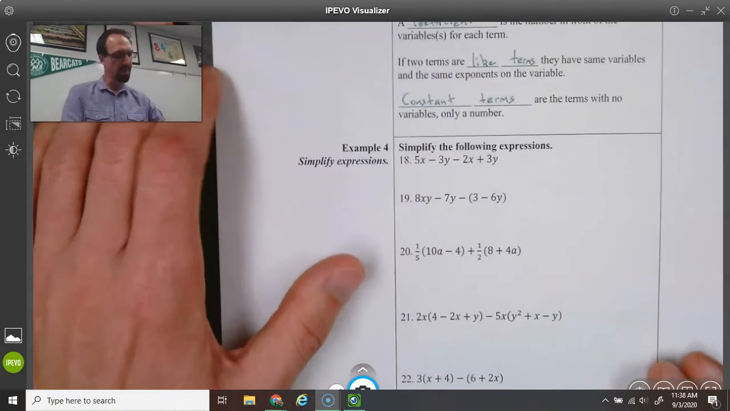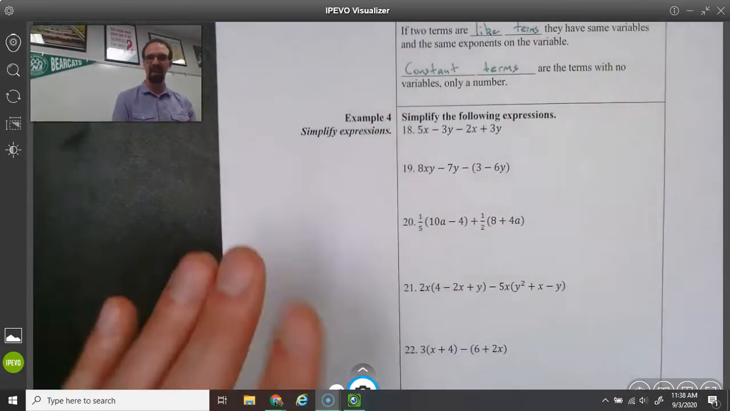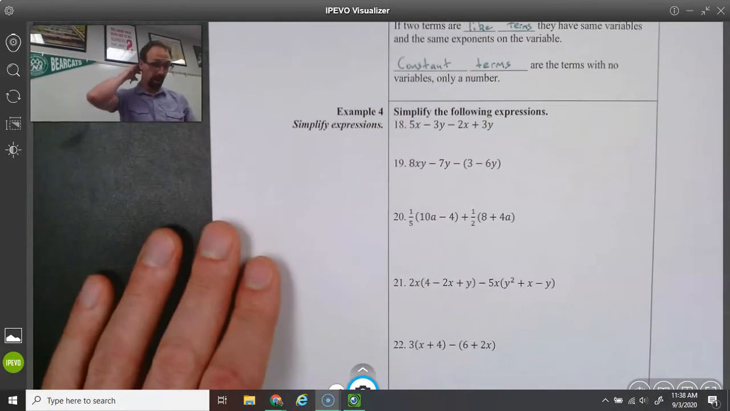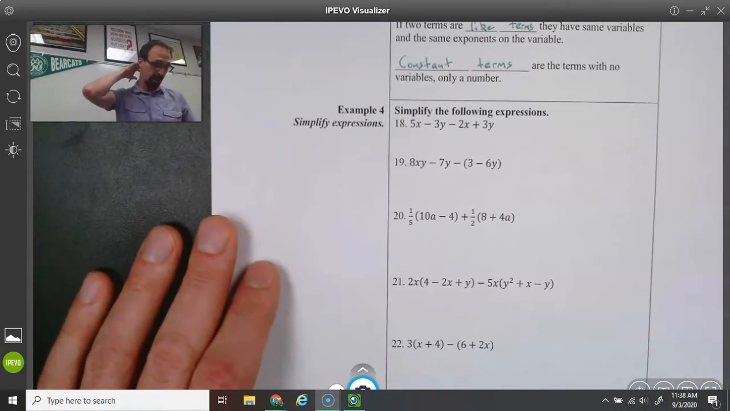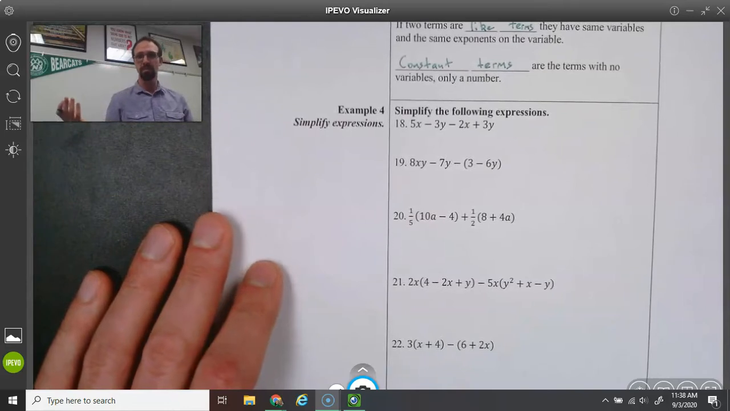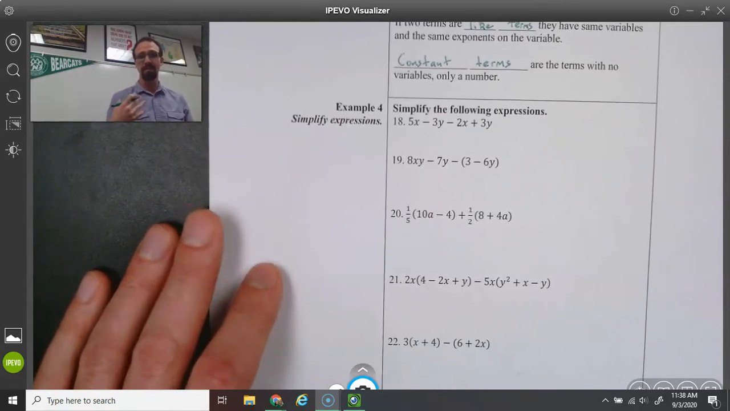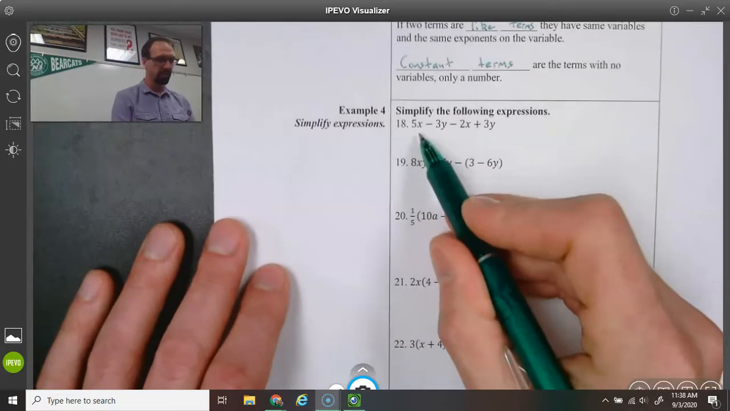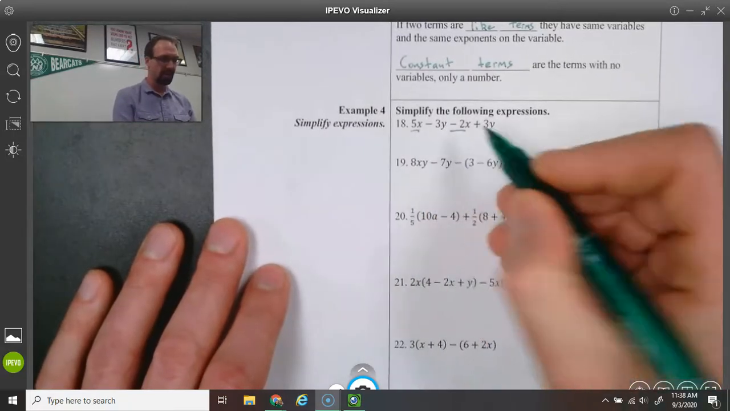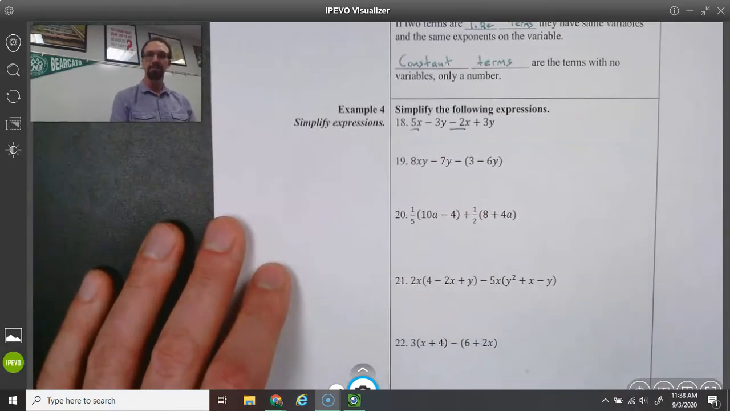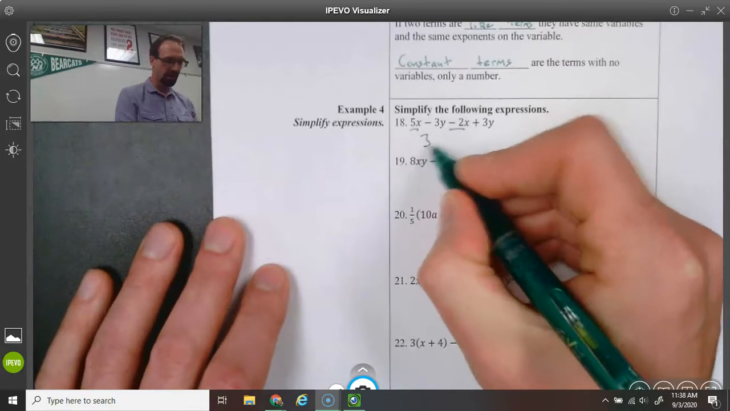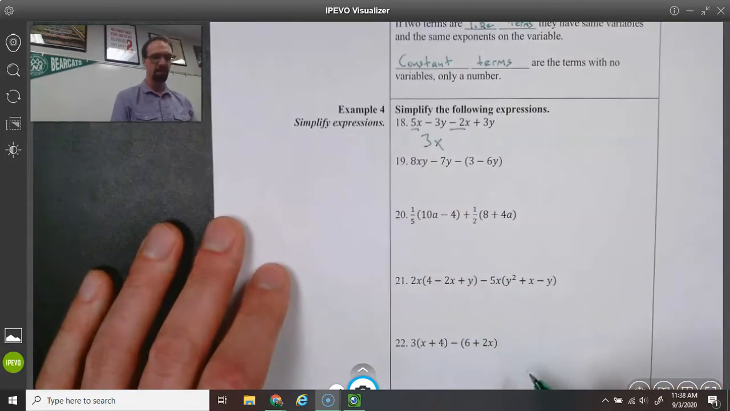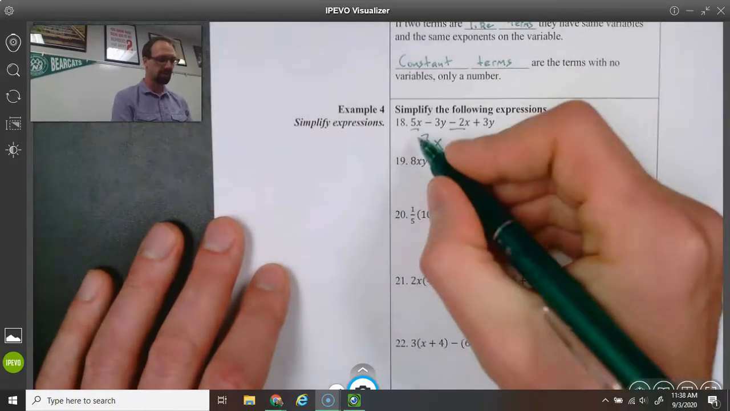Example 4, simplify the following expressions, and so it just gives us 5x minus 3y minus 2x plus 3y. In this case, you can only combine like terms, terms that have both the same variable, or variables if there's multiple of them. So for example, 5x and negative 2x can combine. So 5x minus 2x is 3x. Then negative 3y plus 3y, those terms cancel, they become 0, so we just leave it as 3x.